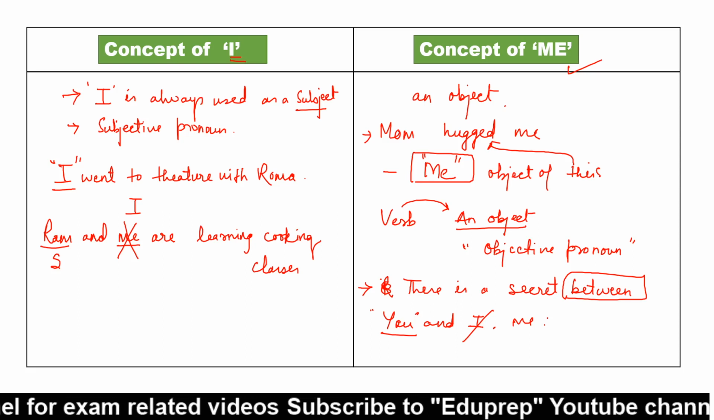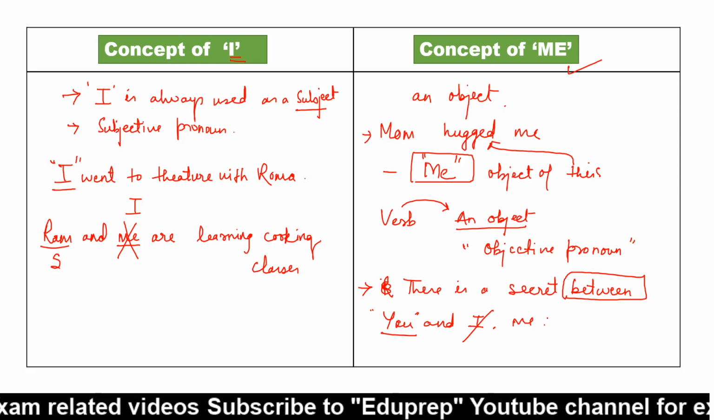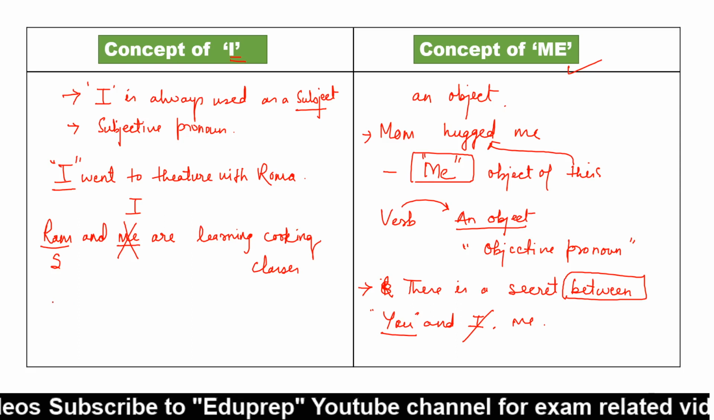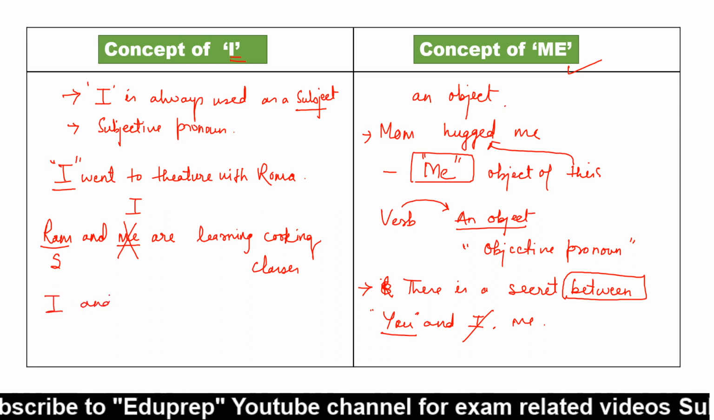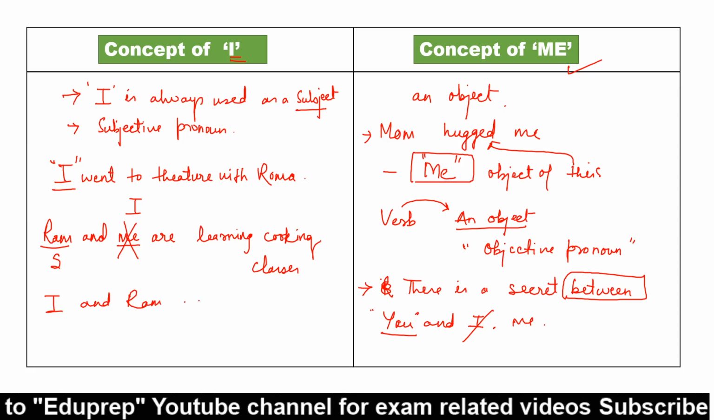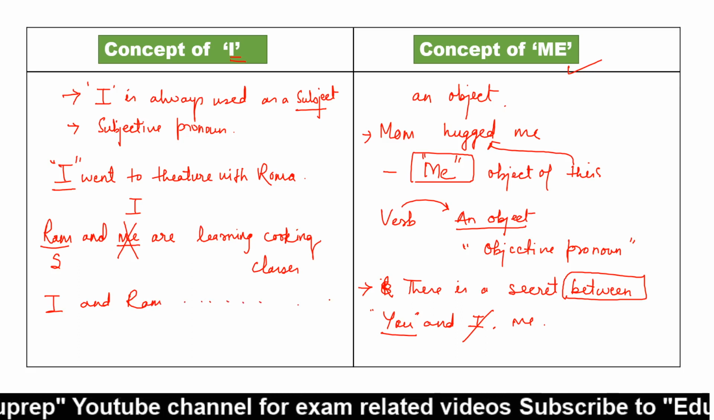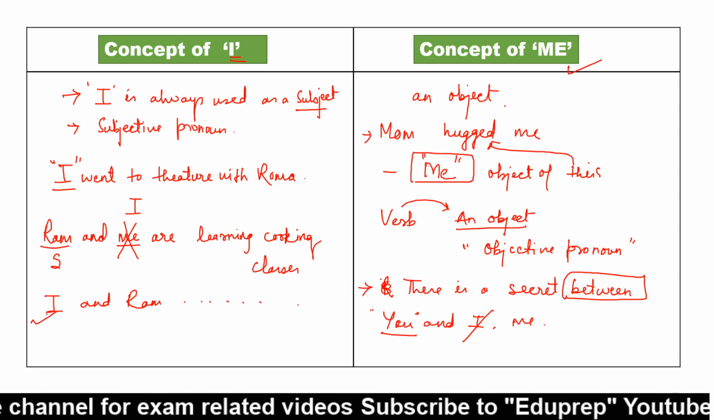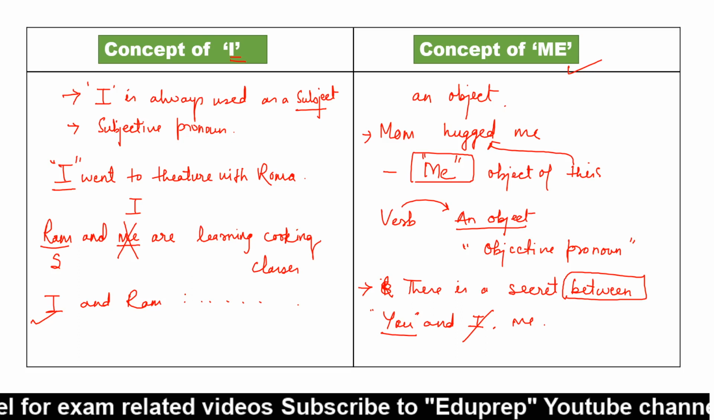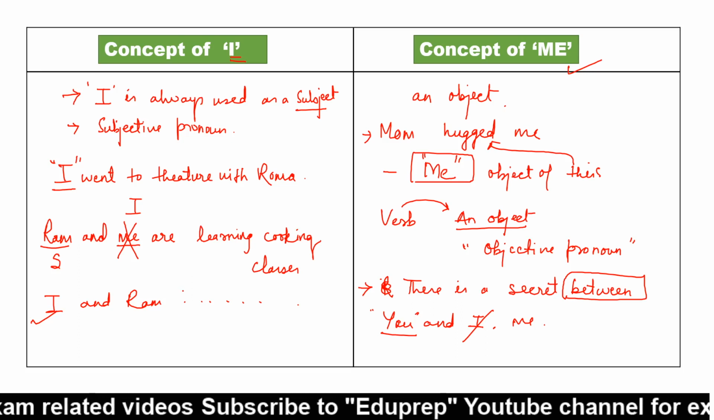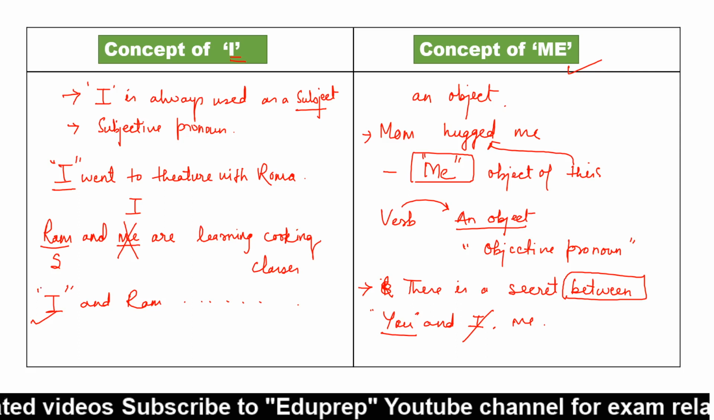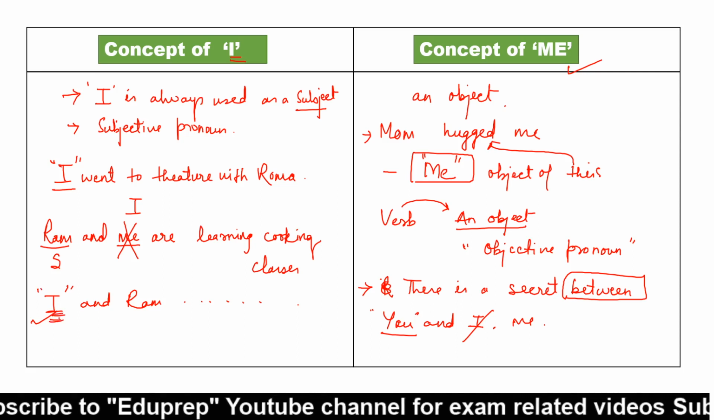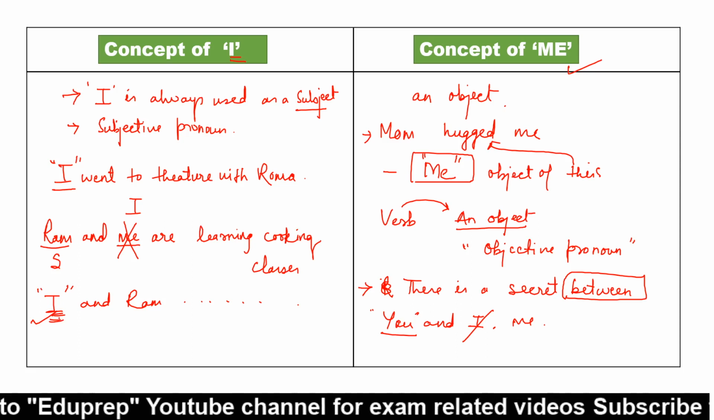Am I clear? So the only thing that you need to keep in mind is that I is always used as a subject. One more thing that I want to tell you, that sometimes people write sentences like I and Ram. So whenever you use I in the beginning, remember, if your sentence is affirmative or it expresses something positive, then we should not use this I. We should not start a sentence with I.